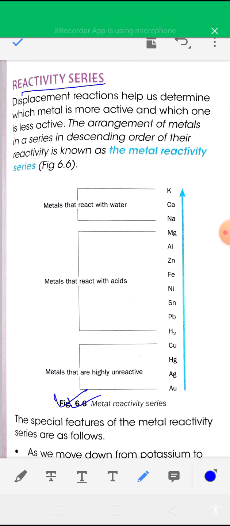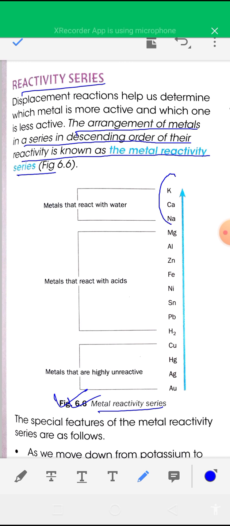So what is the reactivity series? The arrangement of metals in a series in decreasing order of their reactivity is known as the metal reactivity series. In this reactivity series of metal, you can see some metals like sodium, potassium, calcium.